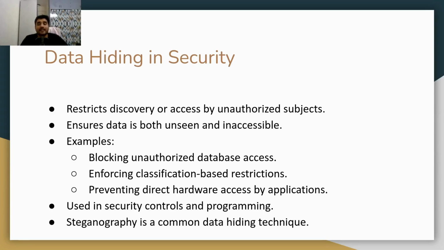But not only this, even in security controls and in programming languages, we tend to see data hiding. And one of the other mechanisms which follows data hiding is steganography. Steganography is one type of technique for data hiding, where some other data is exhibited, but the hidden data sits behind the outer appearance of the data. It looks like an image, but in the image there is hidden information which we will find. This is what we call data hiding.